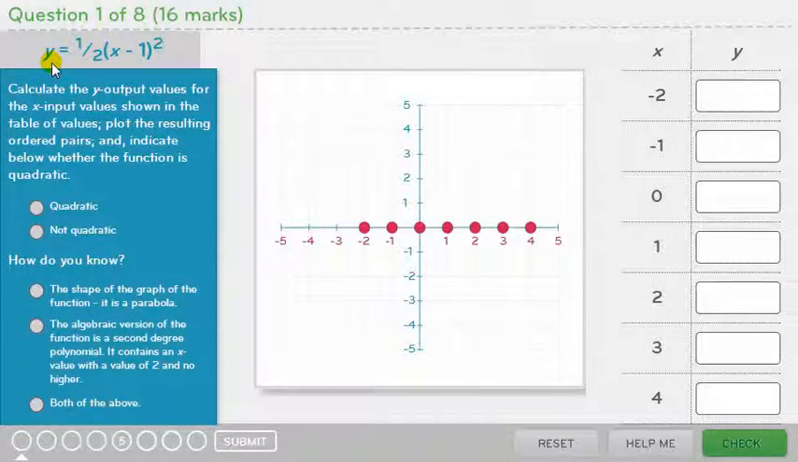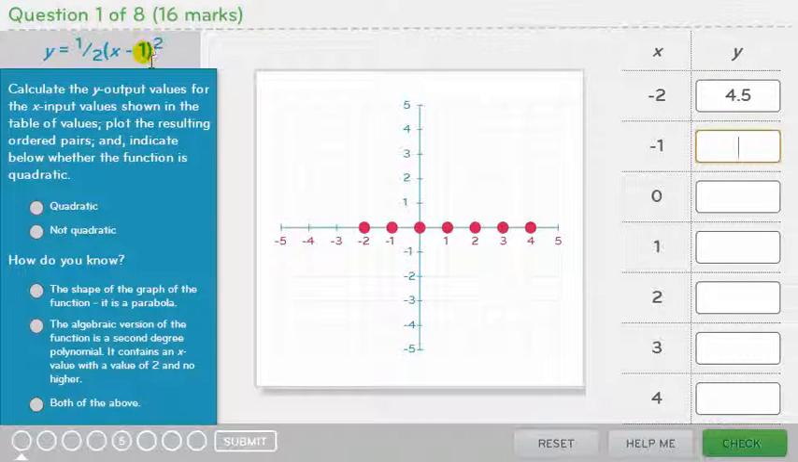In this question, you're being asked to evaluate the function y equals 1/2 (x minus 1) all squared. We can evaluate this function by doing a table of values and then graphing the function. So let's start with the table of values. When x equals -2, -2 minus 1 more is -3. -3 squared is 9, and 9 times 1/2 is 4.5.